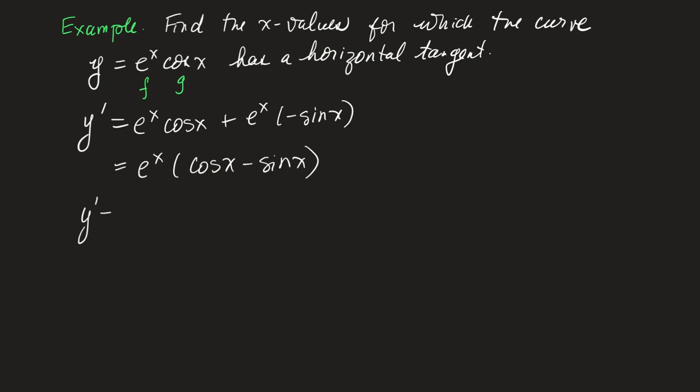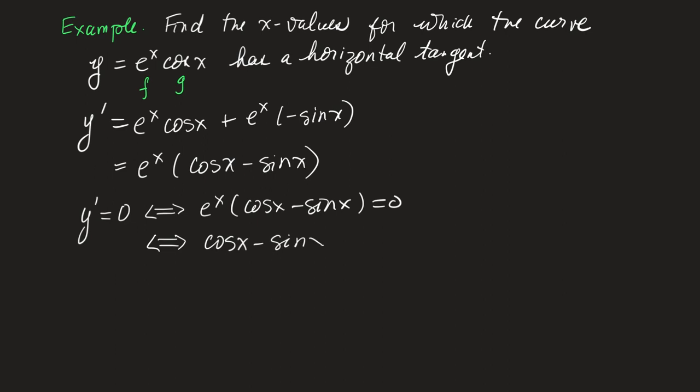So y prime is going to be 0 when e to the x times cos x minus sine x is 0. Now, of course, e to the x is never 0, right? So that means that cos x minus sine x has to be 0. So this is true if and only if cos x minus sine x is 0, or when cos x is sine x.